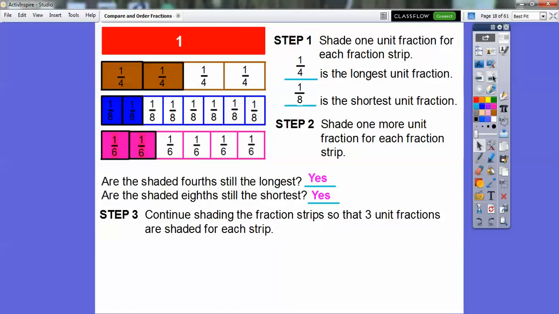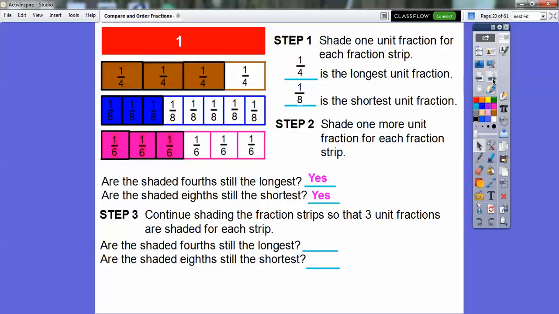Okay, so let's continue shading the fraction strip so that 3 unit fractions are shaded for each strip. Okay, so there we go. So there's 3/4 right there, here's 3/8 right here, and then here's 3/6 right here, and that's what we are going to compare. Okay, so are the shaded fourths still the longest? Yep. Are the shaded eighths still the shortest? Yep. So those are both yes questions.